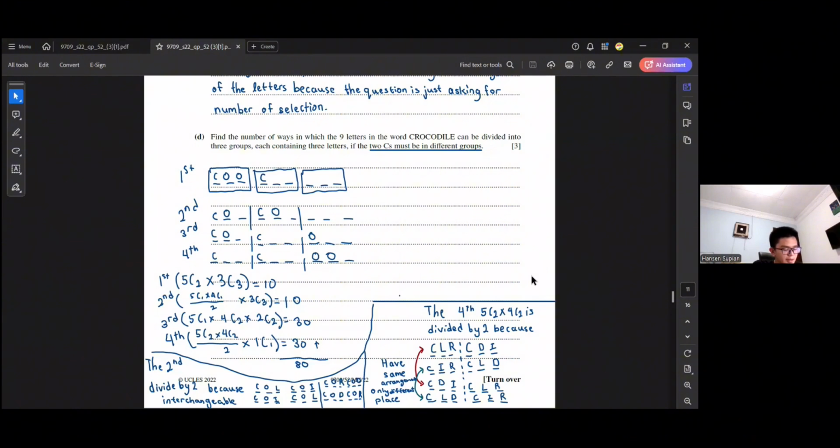And then the last step is adding up all of them, because this is an OR. The OR means it should be addition.